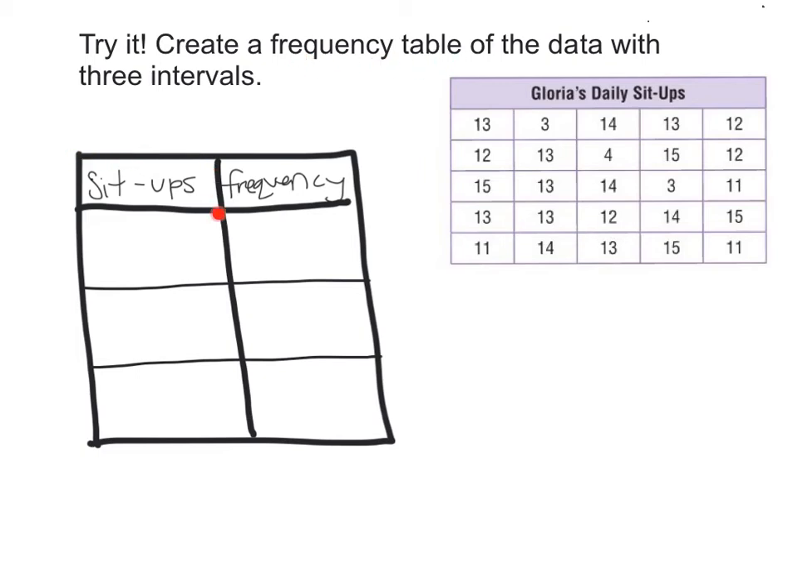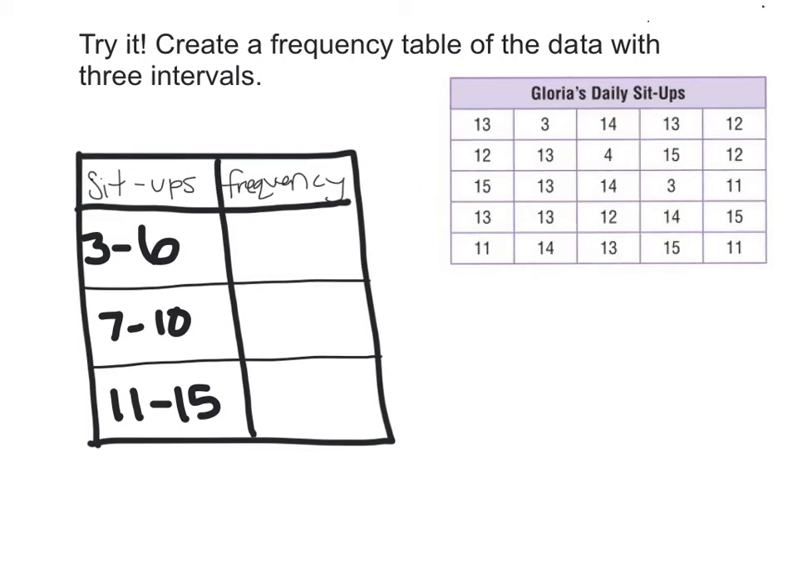So I already set it up for you. Here you're going to put the number of sit-ups, and you're going to put the frequency. You'll notice I don't have all of the numbers 3 through 15 listed. You're going to put a range. So if she did between 3 to 6, 7 to 10, and 11 to 15 sit-ups, how many go in each? Go ahead and pause it and try it on your own. You're going to have a number in each of these columns.